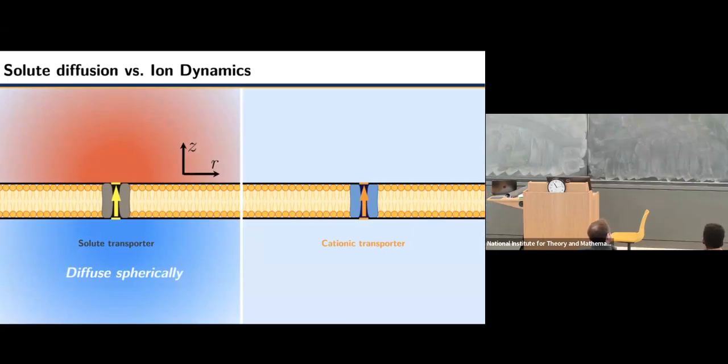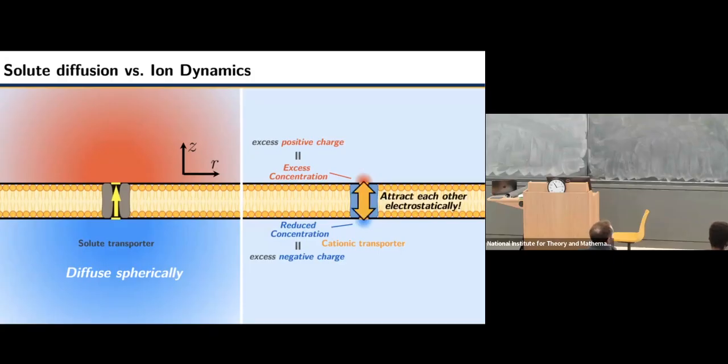So when you have an ion channel, let's say you have a cationic transporter or cationic channel, when there's a flux, there's an excess concentration here, reduced concentration here, the same way, but then there's also excess positive charge and excess negative charge. And globally, you have to be electroneutral. You're not allowed to break that. And so as a consequence, you are not going to expect things to just diffuse away like they do for solutes. So you would expect naively that the two have to attract each other electrostatically, which means that they have to somehow stick to the membrane.